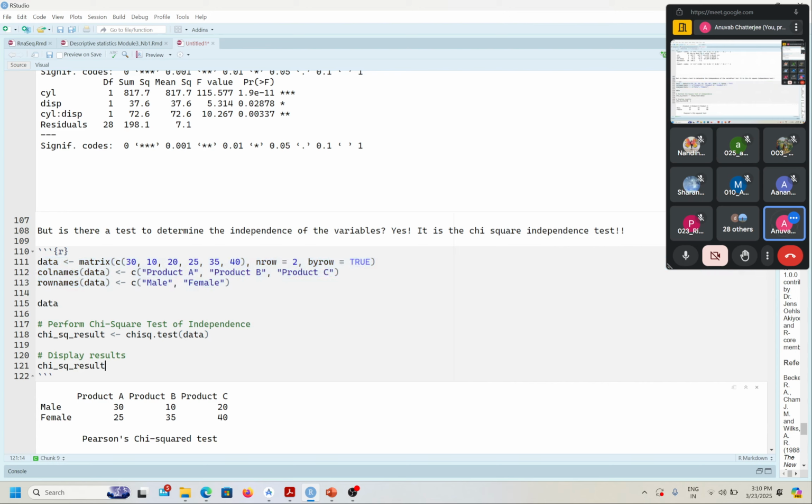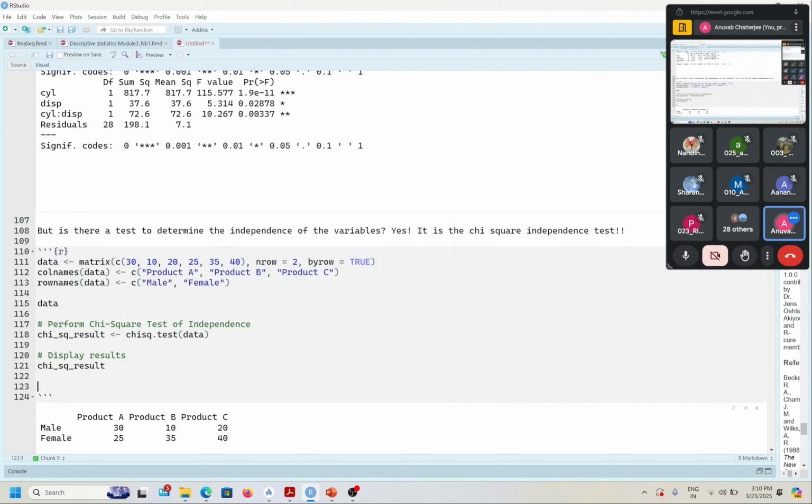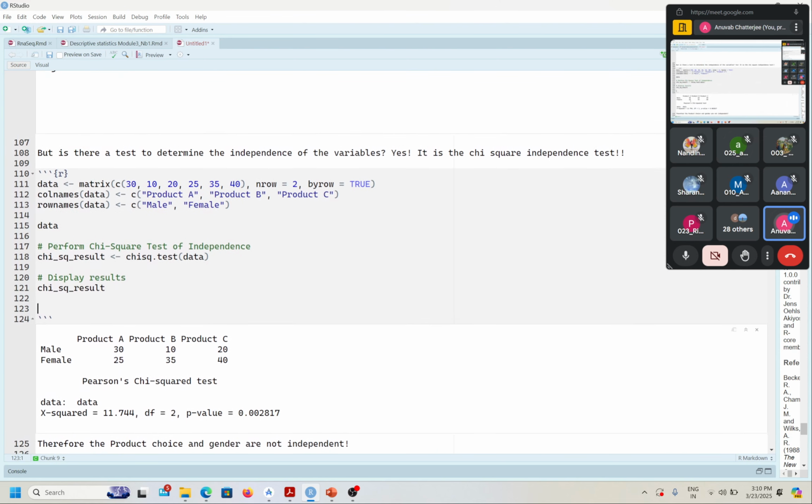Does it run? Anyone? Yes, sir. So do you get a result similar to this?